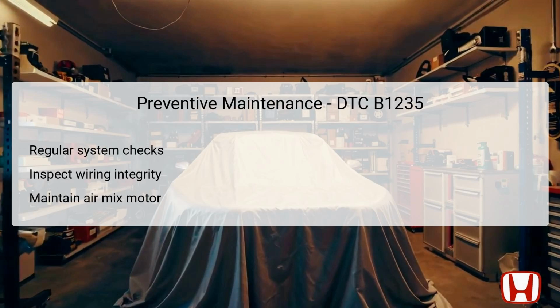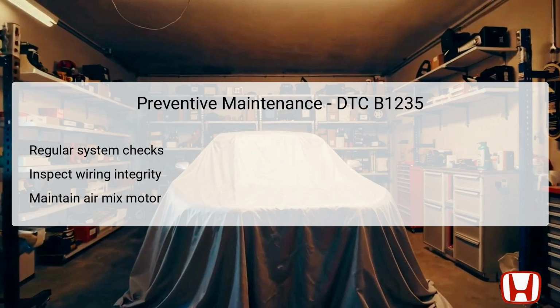Preventive maintenance plays a critical role in averting potential issues related to DTC B1235 in the future. Regularly checking the climate control system helps to ensure all components, including wiring and connections, are intact and functioning correctly. A thorough inspection of the wiring integrity can prevent any occurrence of open circuits or shorts that may contribute to the problem. Additionally, maintaining the air mix control motor and its associated linkage and door helps in ensuring continued optimal performance of the HVAC system.